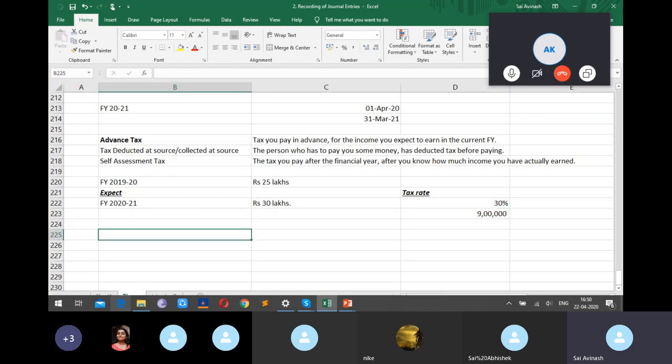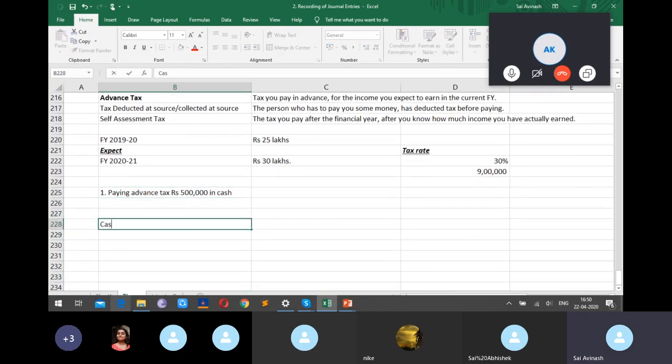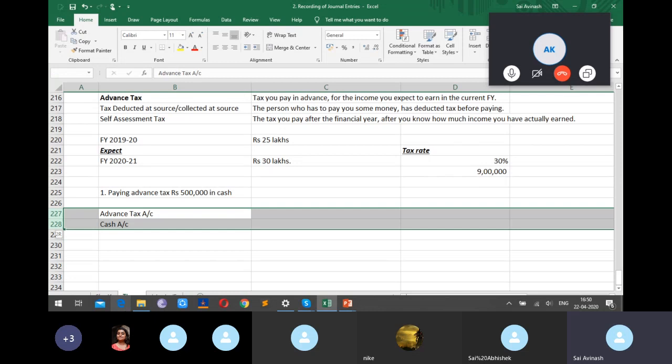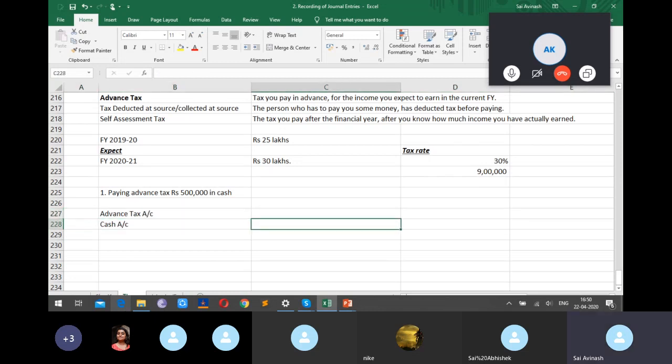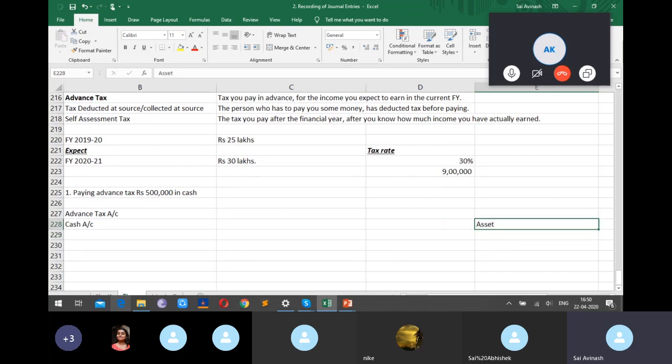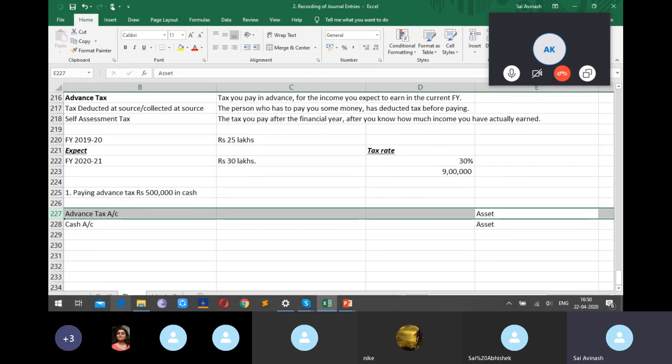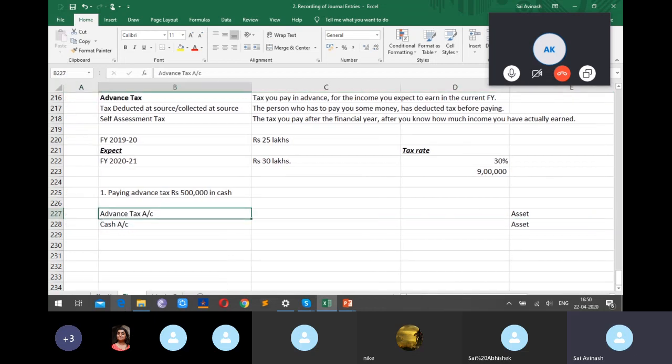So what will the transaction be? Paying advance tax, rupees, let's say that I'm paying 5 lakhs first, in cash. What is the transaction here? One of them is the cash account, and the second is something called the advance tax account. The cash account represents an asset, and the advance tax account also represents an asset. So why is the advance tax account an asset? This account represents the money I have paid to the government.